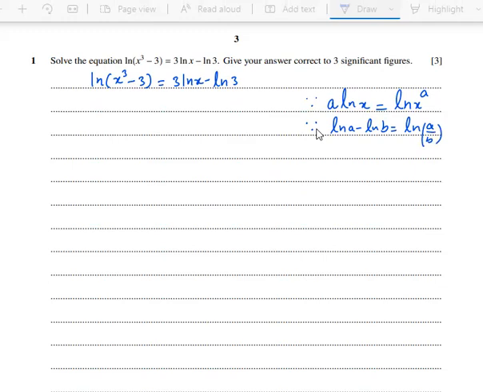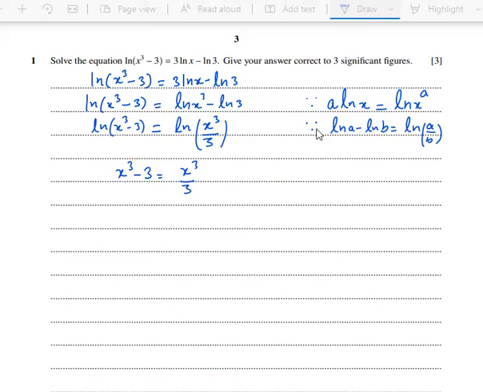So using these two properties, I can rewrite this question as ln of x cube minus 3 equals to ln of x to the power 3 minus ln of 3. Now students, this thing is ln of a minus ln of b. So I can rewrite this thing as ln of x cube divided by 3. And left hand side we have ln of x cube minus 3. So now both the sides we have ln. So now I can compare x cube minus 3 equals x power 3 divided by 3.